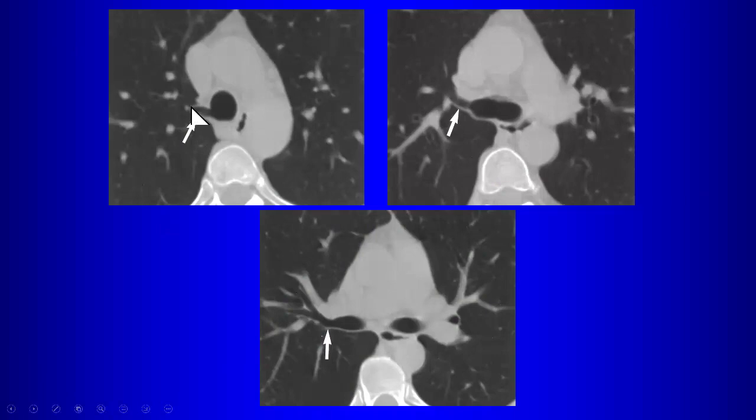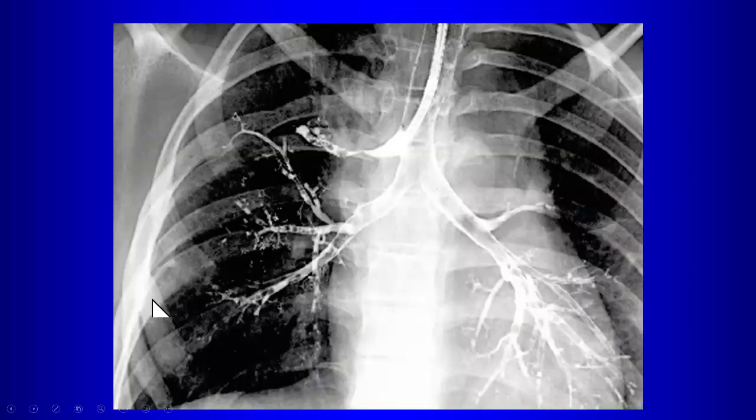So here's some more examples. Tracheal bronchus here. And this can replace the superior bronchus of the right upper lobe, right? Or it may be an accessory bronchus. So it might be either. So here you can see the superior bronchus is missing in this case. So that's kind of replacing the superior bronchus.